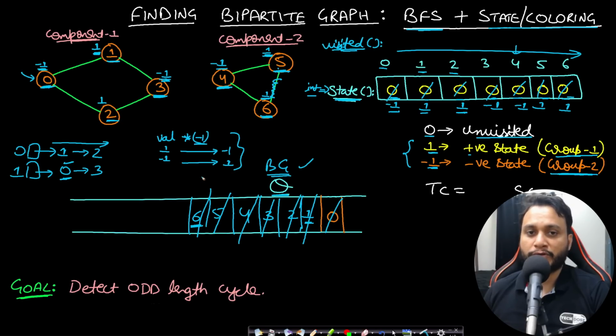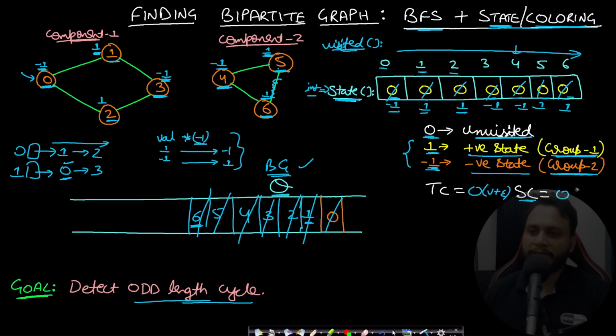Okay, so this is how you check if there is an odd length cycle within a multi-component graph or in a single component graph using the BFS with the state management or the 3-color technique. Where we used 0 as unvisited node, 1 to be a positive state, which will be like group 1, and -1 to be a negative state, which means group 2. Now if you think about the time complexity, we are just doing simple BFS here. So the time complexity will be V plus E, and the space complexity will be order of V, because the state size was order of V, and the queue size can go to order of V because it can contain all the nodes in the queue, right?